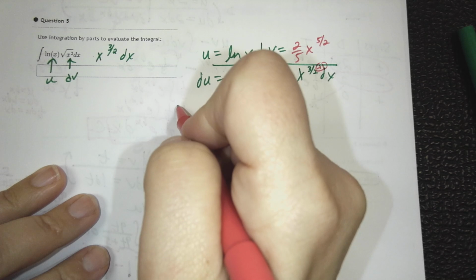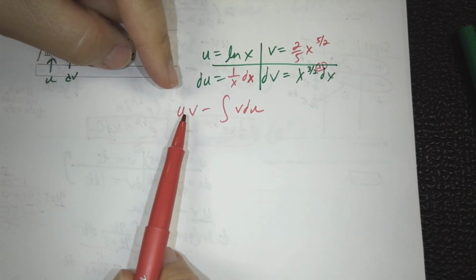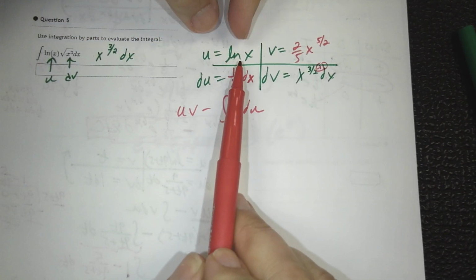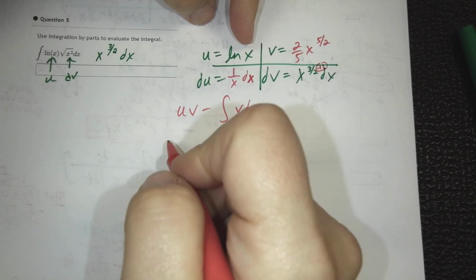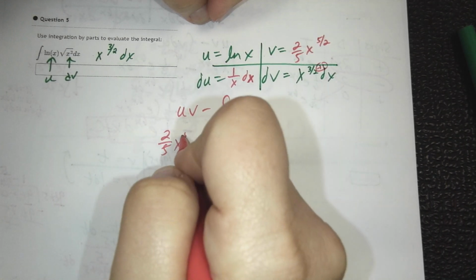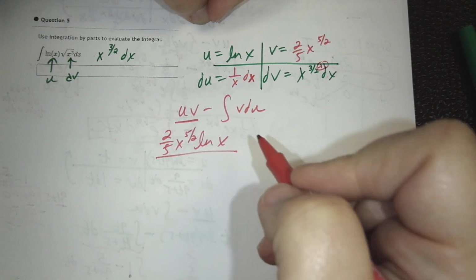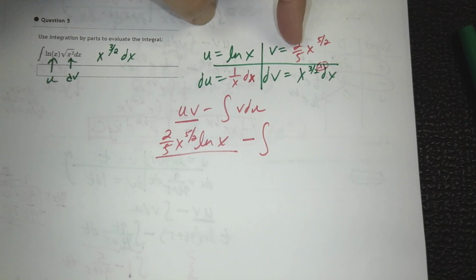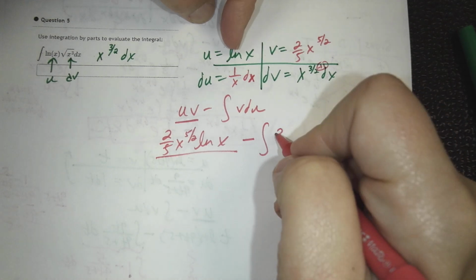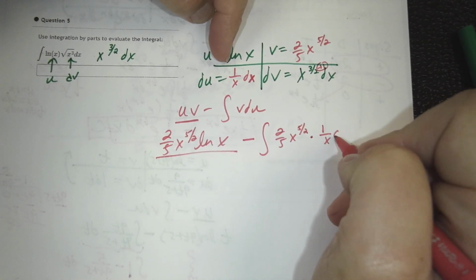Okay, now we got that far. Write your formula out. This is the same formula: uv minus the integral of v du. You're going to multiply these two together. Again, don't ever write ln of x and then that next to it. Usually put your algebra in front of the ln. So this is just 2/5 x to the 5/2 ln of x, minus the integral of v times du. Now watch, there's a little cleaning up to do: 2/5 x to the 5/2 times 1 over x dx.